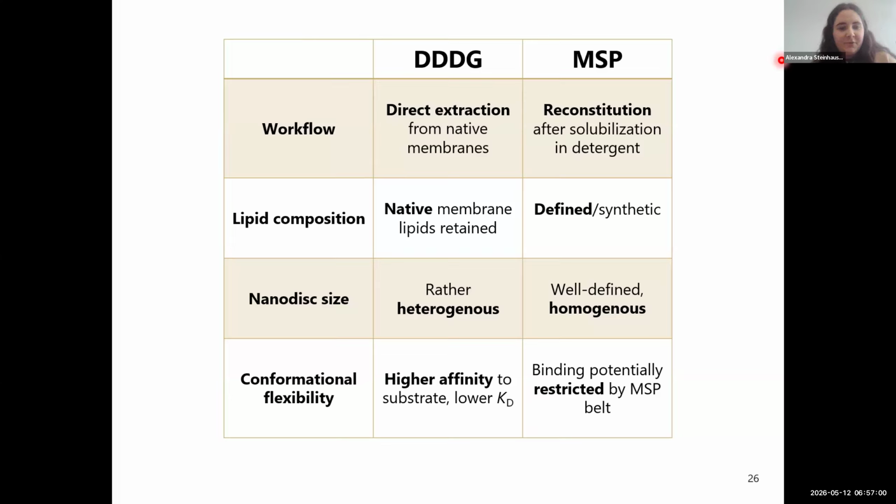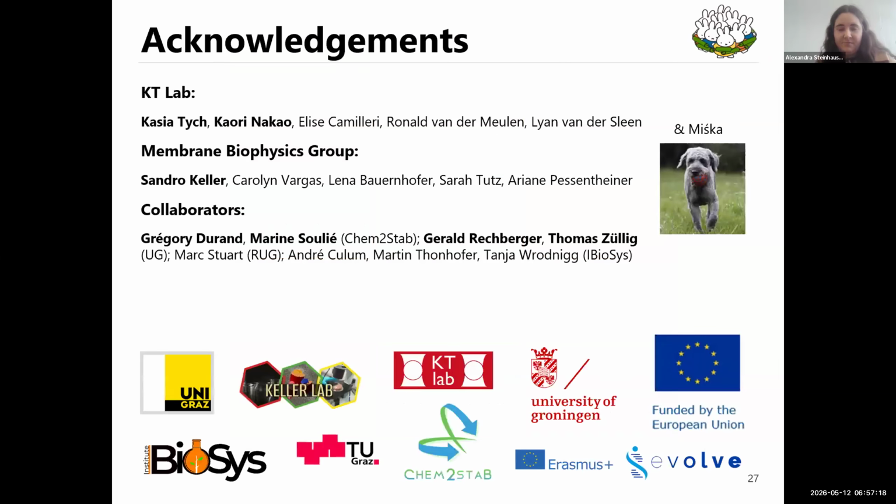And speaking of conformational flexibility, there was a higher affinity in DDDG. And this is probably, again, because MSP has this membrane scaffold protein belt around it, which might restrict the flexibility. And with that, I am done with my talk. I thank you all very much for listening, and also a huge thank you to all of the people that are listed on this slide, because without their support, this work would not have been possible. And yeah, happy to answer any questions.